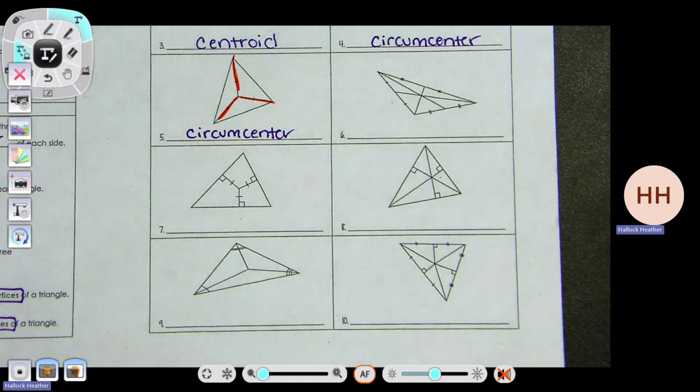Is the next one centroid? Yes. Next one is a centroid, yeah.